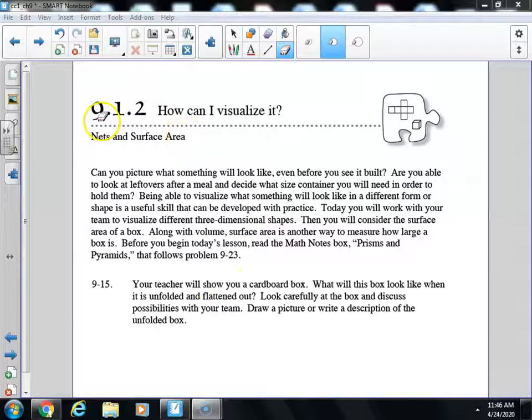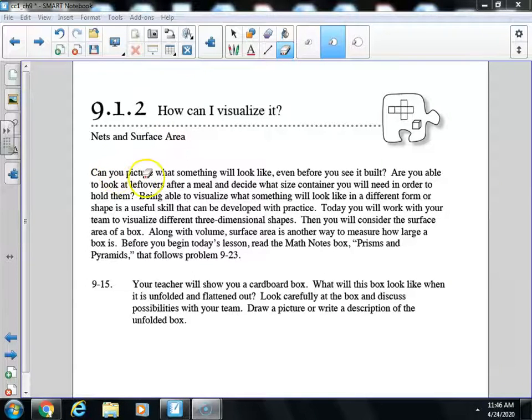We're going to be doing lesson 9.1.2, "How can I visualize it?", involving nets and surface area. So yesterday we talked about volume. Today we're going to be talking about three-dimensional shapes and how to find the area of each of those different surfaces.